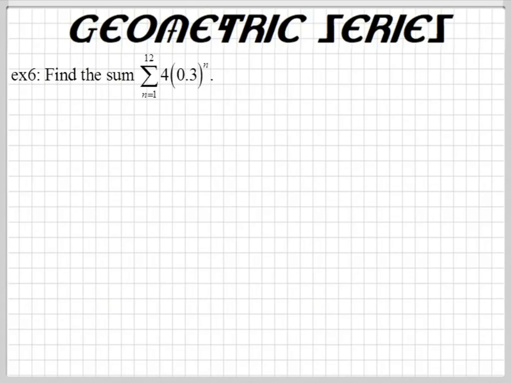All right, so here's a geometric series, and I know it's geometric because there's an n in the exponents. There's no other n anywhere else. One way to do this is the archaic way. You can go 4 times 0.3 raised to the 1 power plus 4 times 0.3 to the second power, plus 4 times 0.3 to the third power, and so on. What would be the last one in this series? 4 times 0.3 raised to the 12th power.